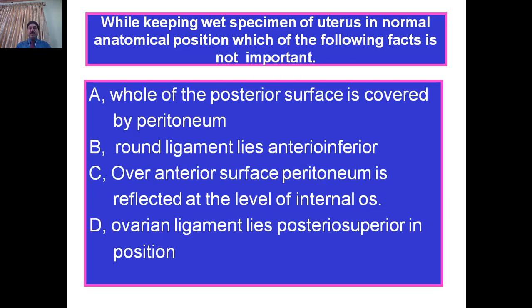While keeping a wet specimen of uterus in normal anatomical position, which of the following factors is not important? Whole of the posterior surface is covered by the peritoneum. It is true. Round ligament lies anterior inferior. Over anterior surface of uterus peritoneum is reflected at the level of internal os. True. Ovarian ligament lies posterior superior in this position. So ovarian ligament lies posterior superior in this position is the wrong option.